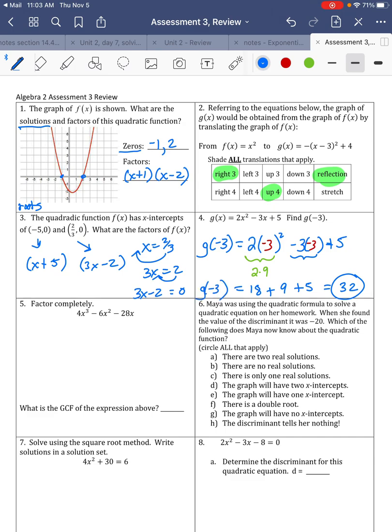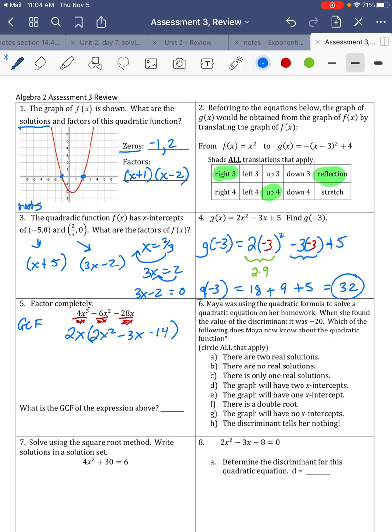All right, this one here, number 5, factor completely. So the first thing you should always check is for a GCF. Remember, GCF means greatest common factor. And these do have an x in common, and let's see, they all divide by 2 as well. So 2 is their greatest factor they have in common, and an x. So let's see, that leaves us with 2x squared minus 3x minus 14. And if it helps you, you can write a little 2x under here to remember that you're dividing by 2x.